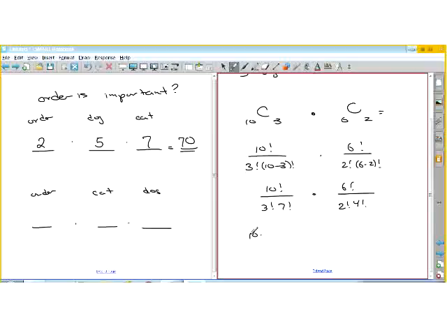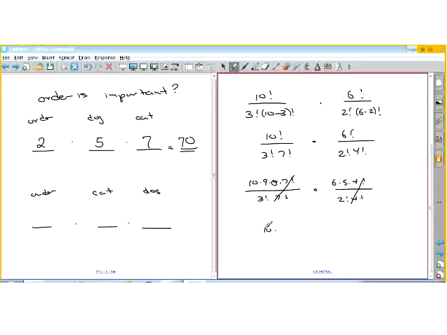Then I would rewrite 10 factorial as 10 times 9 times 8 times 7 factorial, because that's 7 factorial. That's a larger one. It's going to cancel out and become 1. Here I do 6 times 5 times 4 factorial. Those become 1. So I'd add with 10 times 9 times 8 over 3 times 2 times 1.